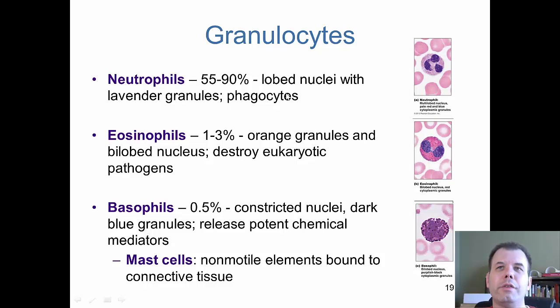Now the granulocytes include things like neutrophils. And neutrophils are about 55 to 90% of all your white blood cells. So if you go back to that tube of blood, you remember I showed you it was about 45% red blood cells, most of the rest was plasma on the top, and about 1% was the white blood cells, that buffy coat. And out of that 1 to 2% of the buffy coat, 55 to 90% of those are actually neutrophils.